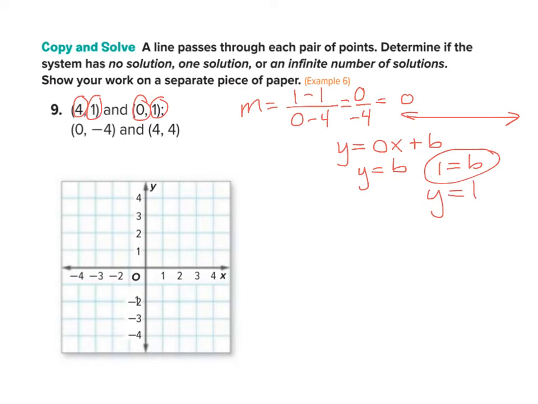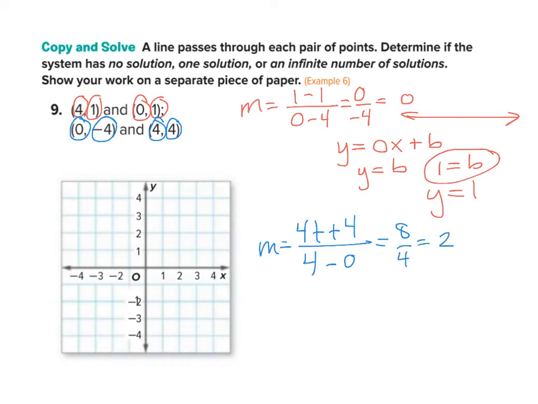Okay, now I'm going to find the slope for my next set of points. So we'll take y2, which is 4, minus y1, minus a negative 4, over x2, which is 4, minus x1, which is 0. So 4 plus 4 is 8, and 4 minus 0 is 4, so my slope is 2.